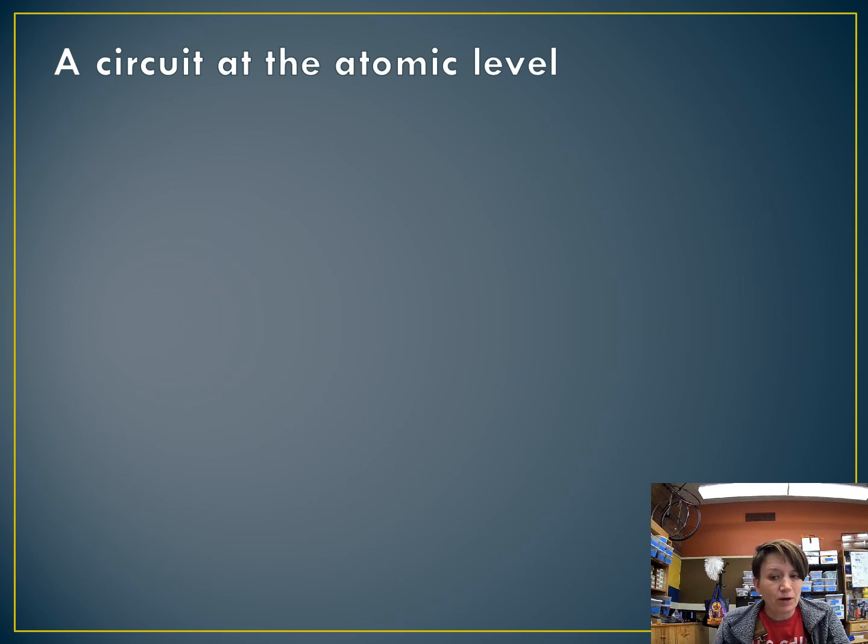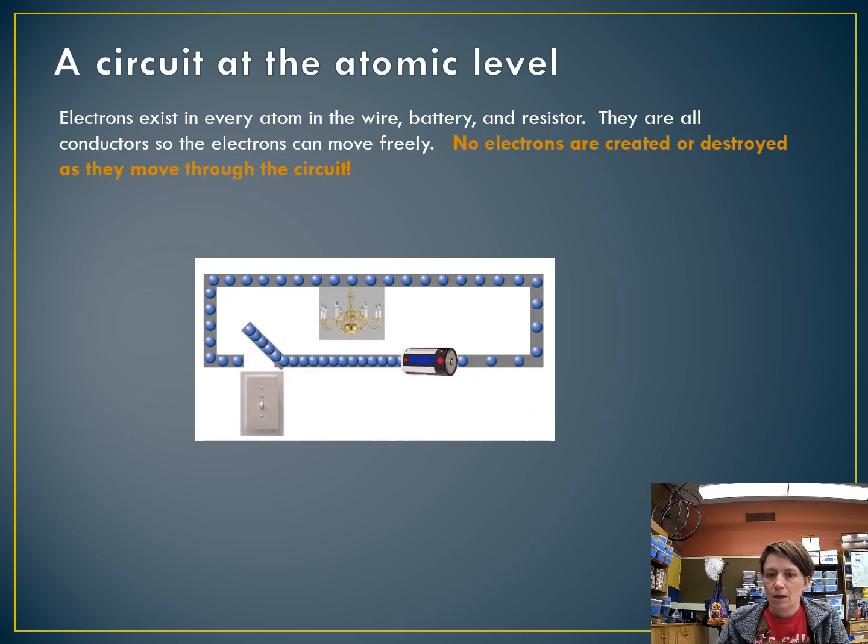So most of the earlier part of the video should have been kind of review from 9th grade physics. But now I want to talk about, from a deeper level, what is really happening in a circuit at an atomic level. This is also a summary preview of what's going to be going on for the rest of the unit. The first thing that was mentioned that I'm repeating is that the electrons exist already in every atom in the wire, battery, and resistor.